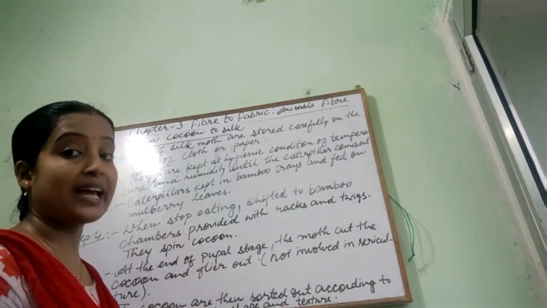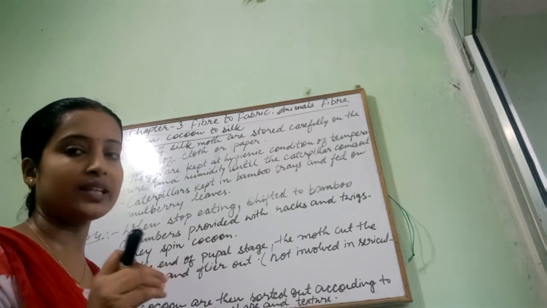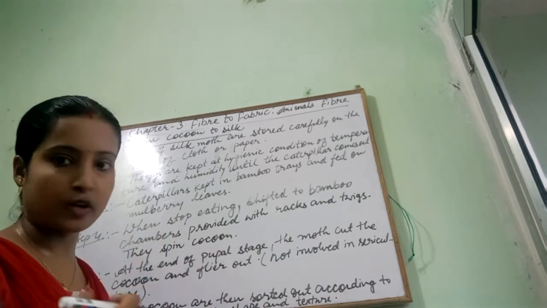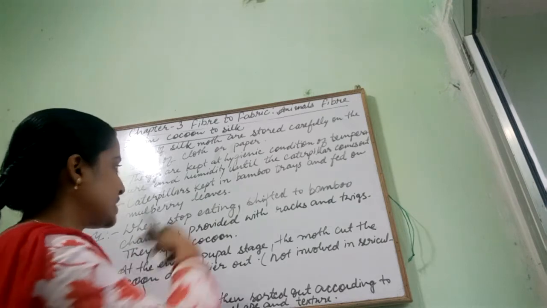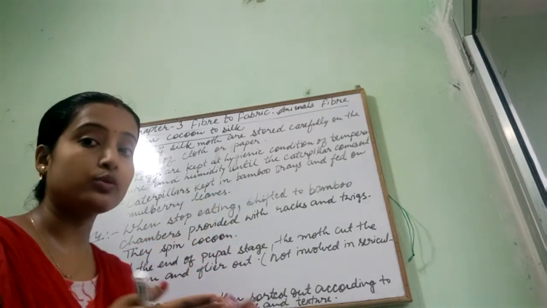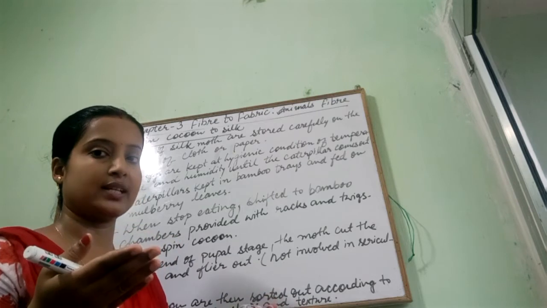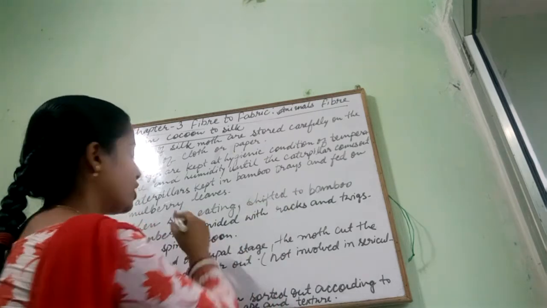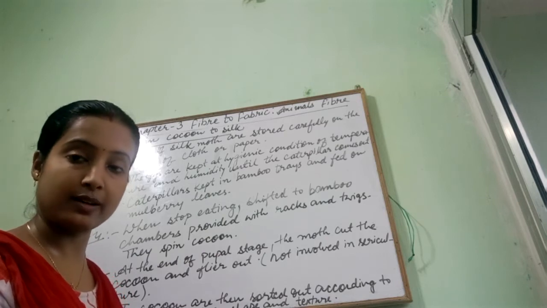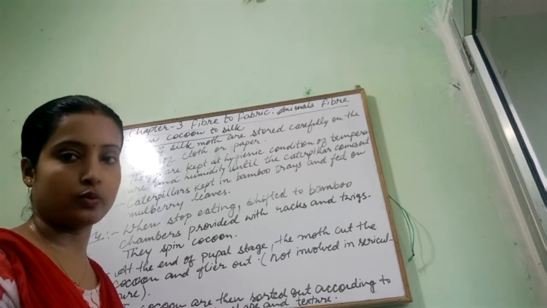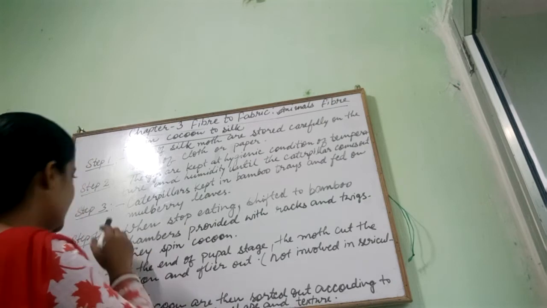Now the third step is the caterpillar is kept in bamboo trays and fed on mulberry leaves. So when the egg hatches, in the third stage, the caterpillar comes out from the egg. Now when they come out from the eggs, they are kept in bamboo trays and fed on fresh chopped mulberry leaves, which are given for their growth. Okay, that is the third stage.